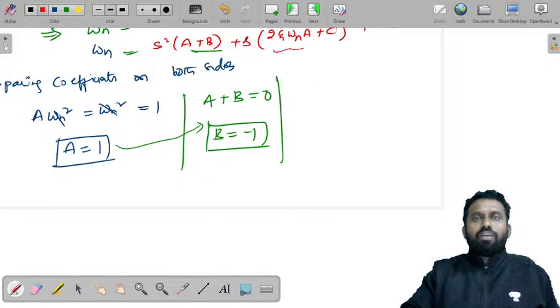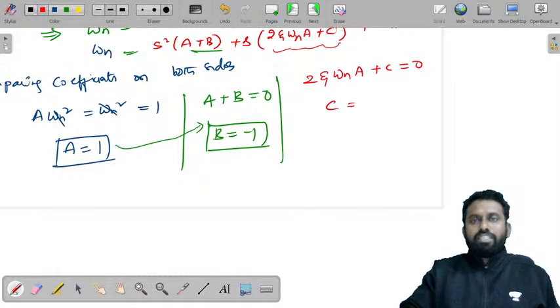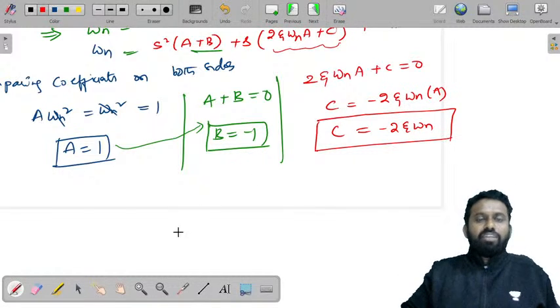Now compare this term, you do not have anything. 2 zeta omega n A plus C is also equal to 0. You do not have anything on the left side. So what is C equal to? Minus 2 zeta omega n A. We already know A, so C is minus 2 zeta omega n. So we got the values of A, B, C.